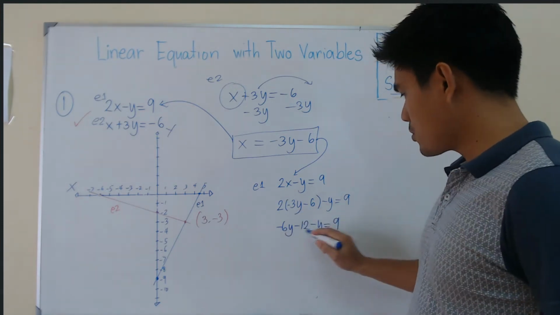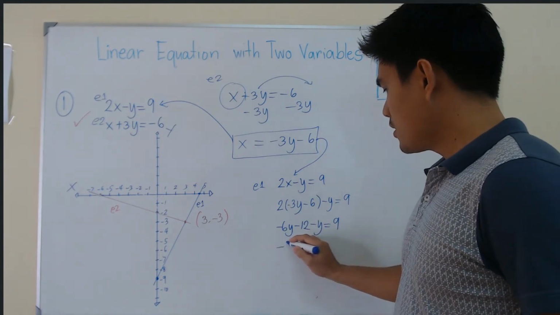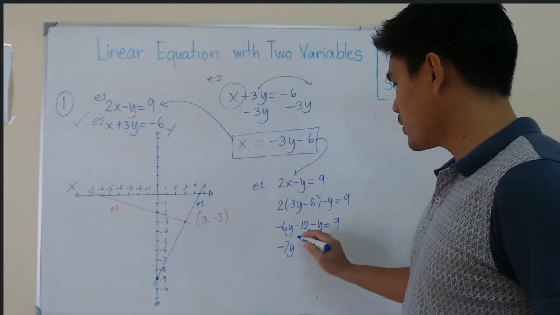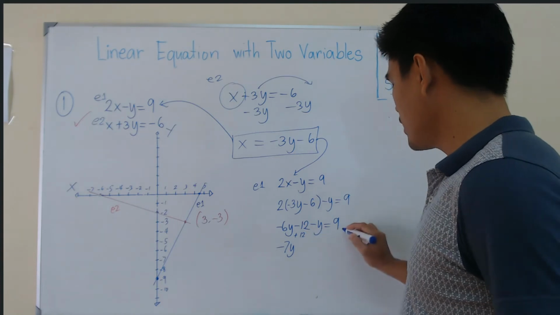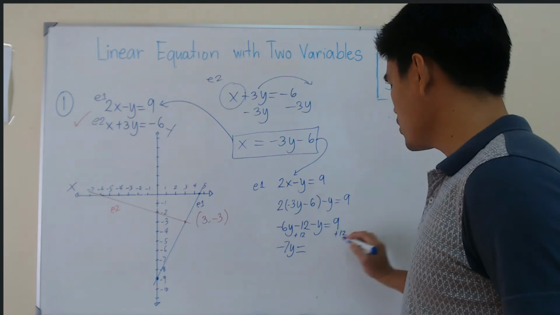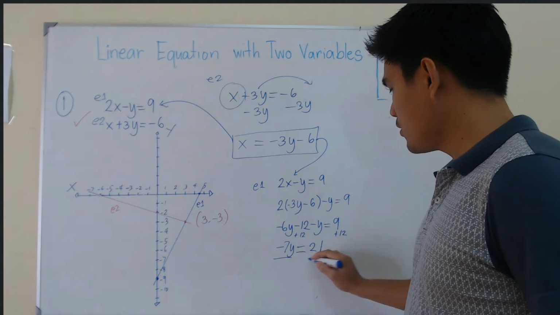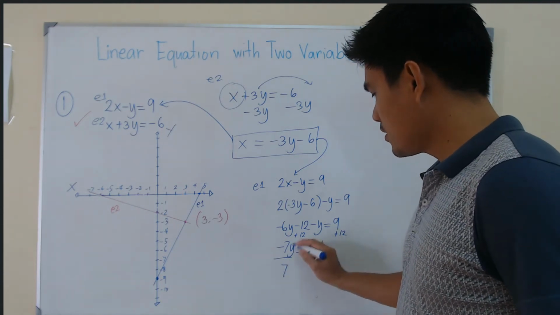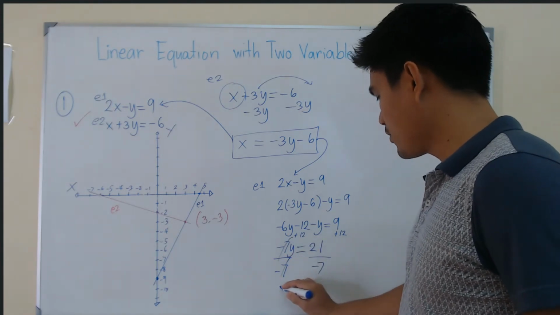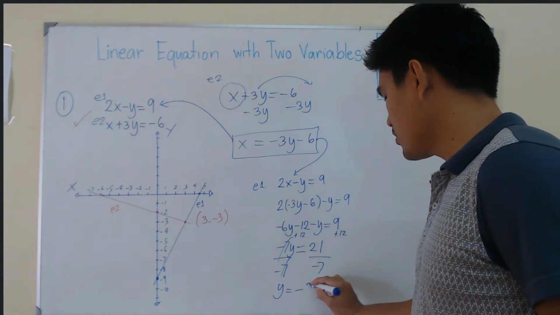Combining like terms, we have negative 6x and negative y, so we have negative 7y. And then 12 moves to the other side, so we add 12 to both sides. So we have negative 7y is equal to 21. We are going to divide both sides by negative 7, and negative 7 and negative 7. So we have y is equal to negative 3.